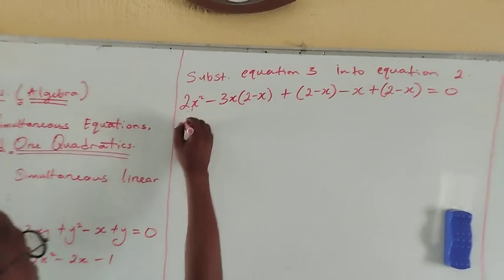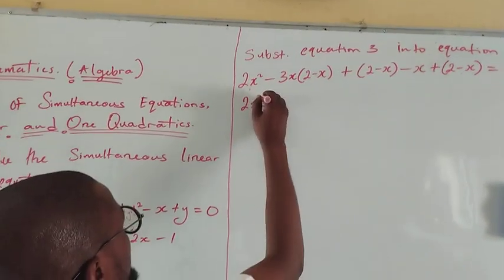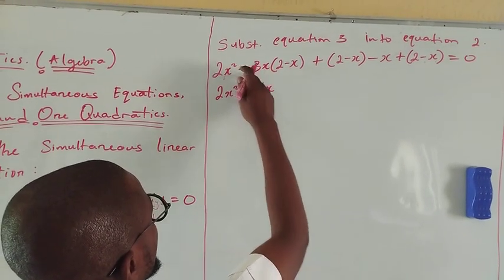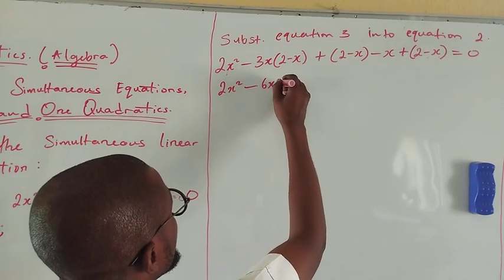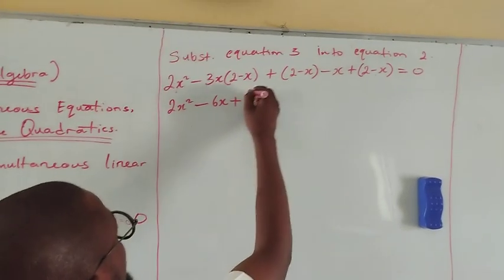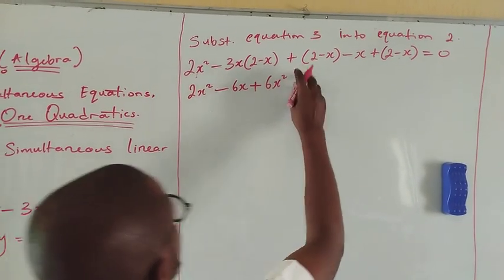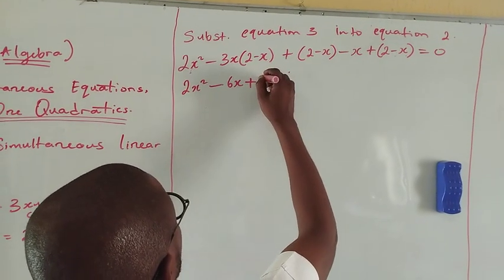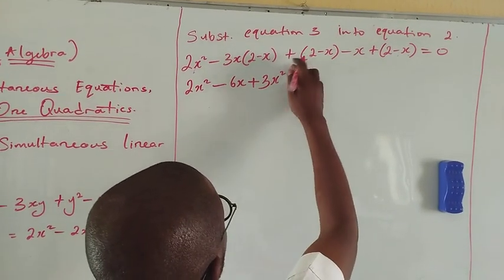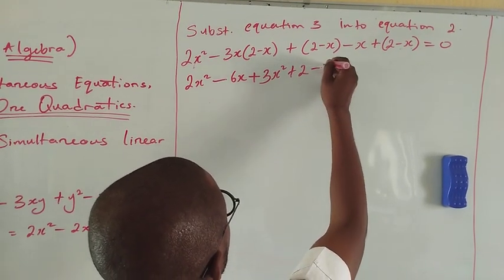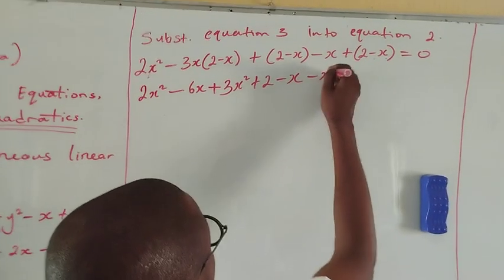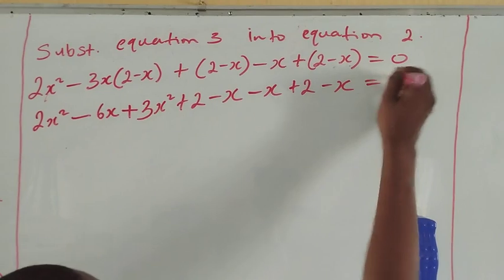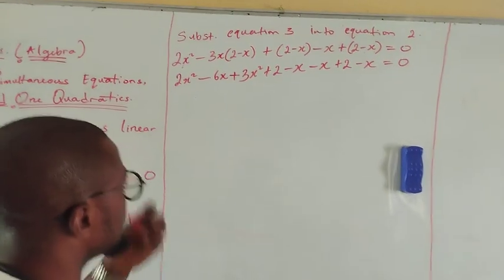So therefore, let's go. We have 2x squared. Minus 3x times 2 will give us minus 6x. Minus 3x times minus x will give us plus 3x squared. Then this times this will give us plus 3x squared. Then this will give you plus 2 minus x. And this is also plus 2 minus x. Then if you expand this, you have plus 2 minus x again. Then you have 0. So we can decide to collect all the like terms.